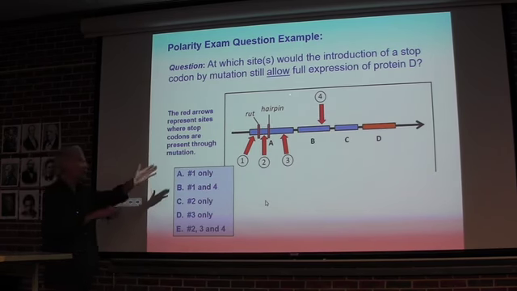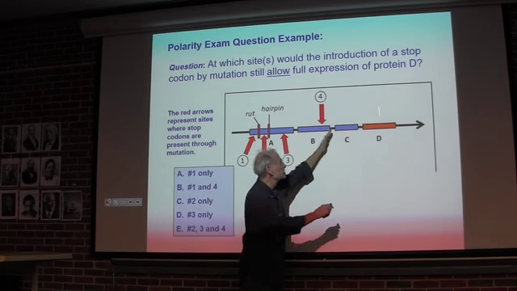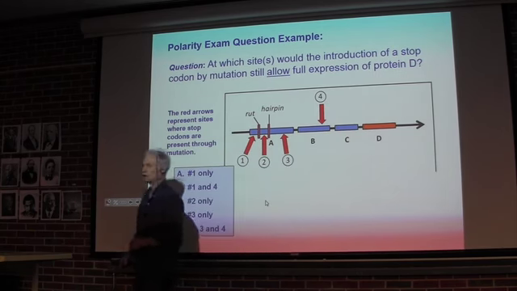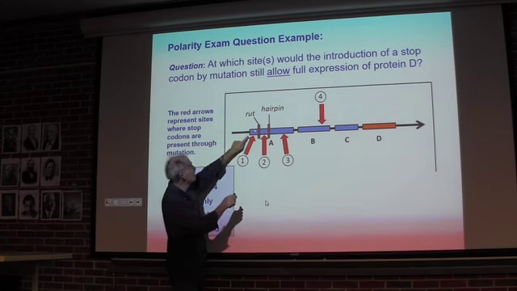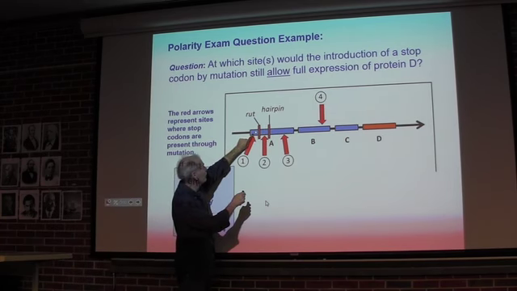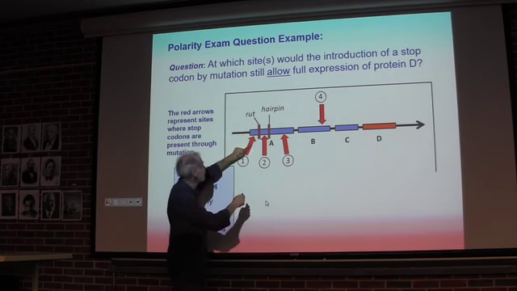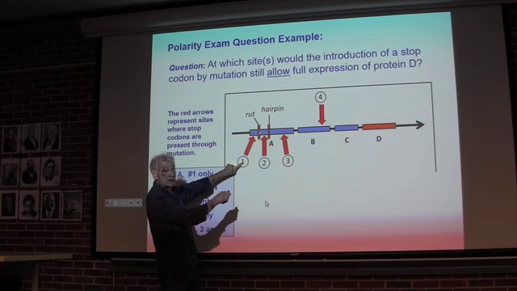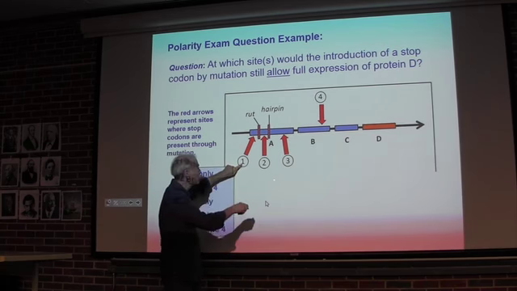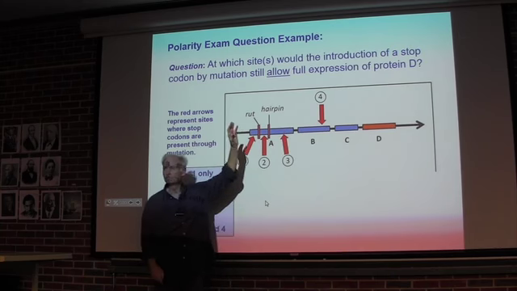Because transcription has stopped early and you never even make the message for B, C, or D. So these are the possible places I could put it. If I put a stop codon right there, that means the ribosome will bind and come off early. That means the rut site is always exposed. That means transcription will stop and you won't even get the rest of it transcribed.